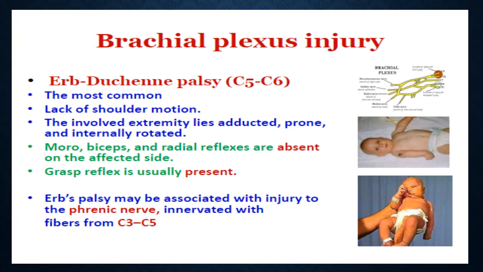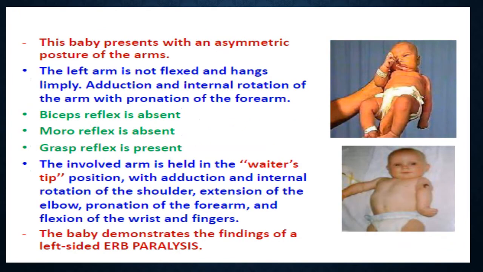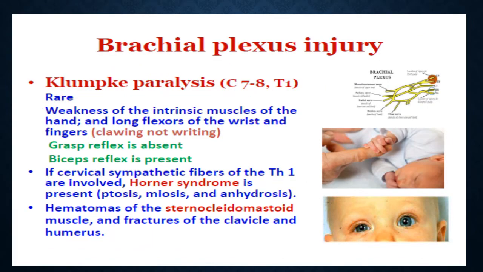Sometimes the phrenic nerve coming from C3 to C5 is also involved. Characteristically, you can see the biceps reflex absent and the Moro reflex absent, but the grasp reflex is present, and this specifically differentiates Erb's from the Klumpke paralysis, where the grasp reflex will be absent and the biceps reflex is present. It's the opposite of the first type.